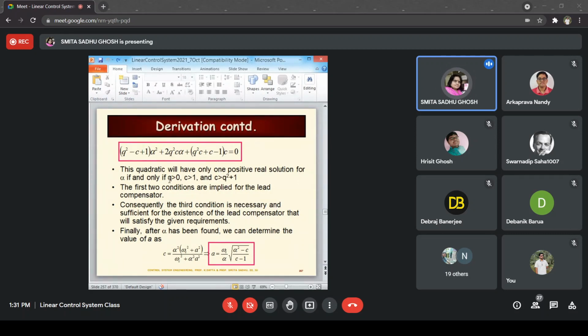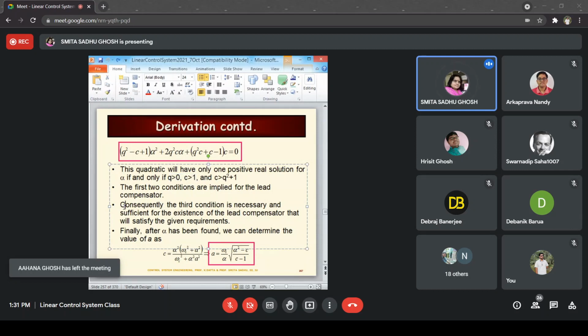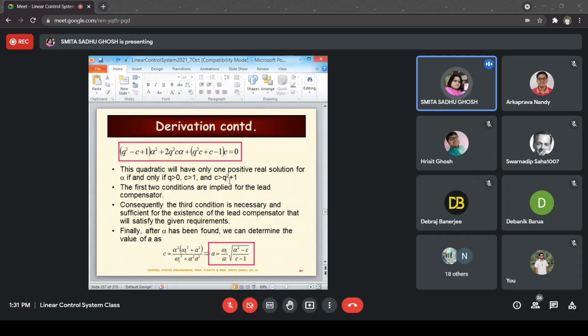the first two are actually implied for a lead compensator. As I told you, q is greater than 0 and c is greater than 1. So the last one, that is this condition, is the only condition that is necessary and sufficient for the existence of the lead compensator that will satisfy the requirements. So this third one is the only thing that we have to check and see whether it's valid. If it's valid, then we will be able to get a lead compensator.